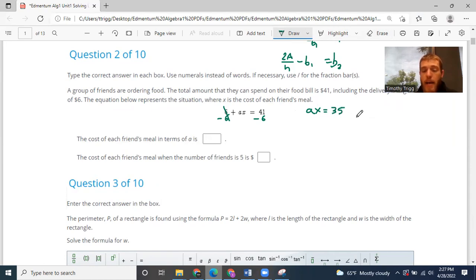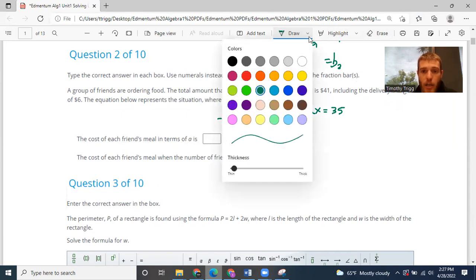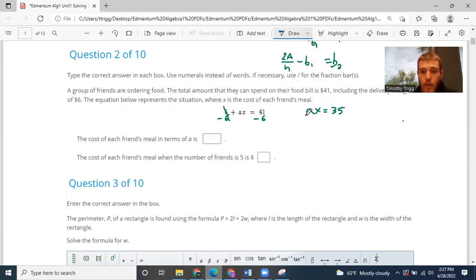Now we want to get X by itself. Remember, AX means that A and X are multiplied. So in order to cancel it, we're going to use division. Divide by A on both sides of the equation. That way we can get X by itself. So X equals 35 over A, which we're going to put here.